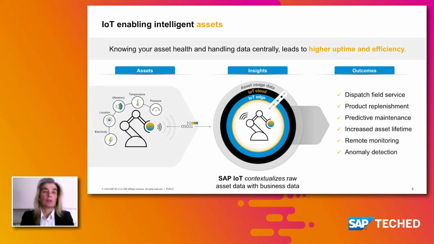Let's start out with intelligent assets. When you're looking at the asset space, it is all about understanding the asset health and handling data centrally to achieve higher uptime and efficiency. For what purpose? For increased asset lifetime. That is what it's all about. Whether it is about anomaly detection, product replenishment, dispatching field service, or predictive maintenance. It's all for the purpose of increasing the asset lifetime.